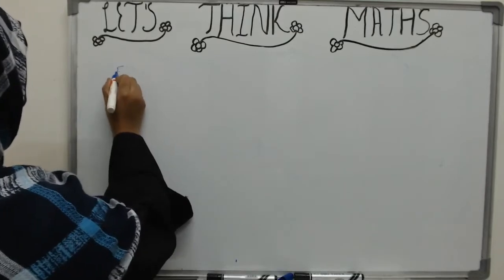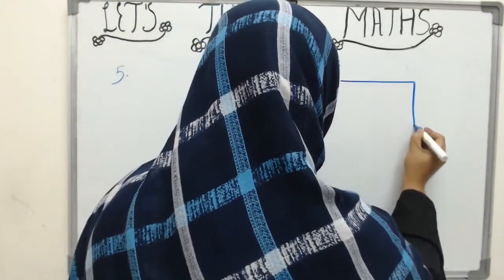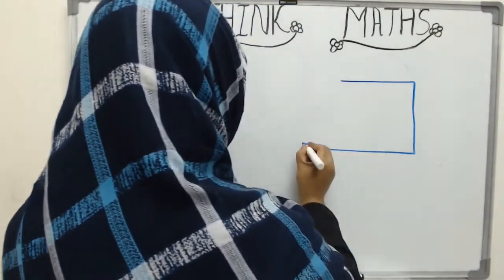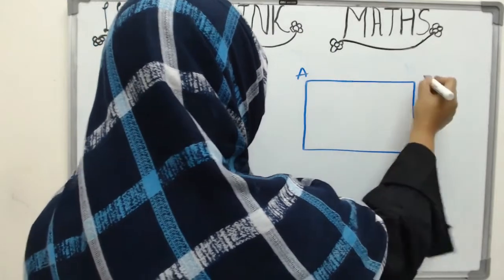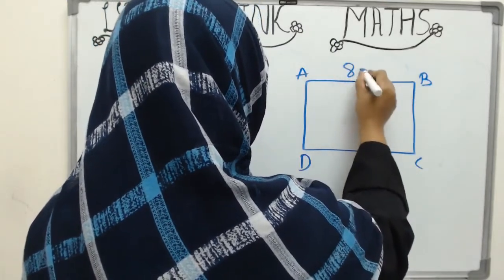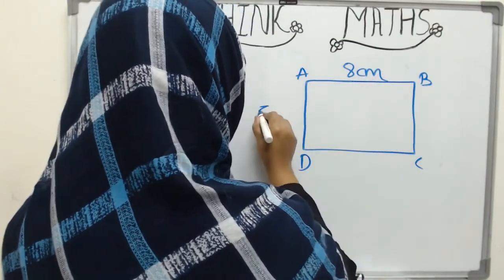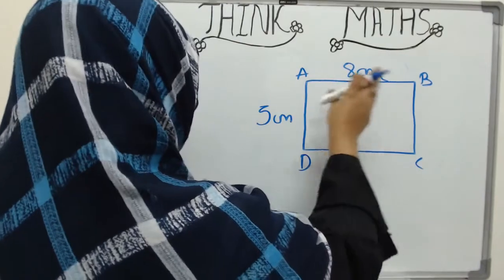Now we come to the fifth question. And what is that? There is a cardboard. And what are the dimensions of the cardboard? It is 8 centimeter and 5 centimeter. Inside the cardboard, there is a picture.